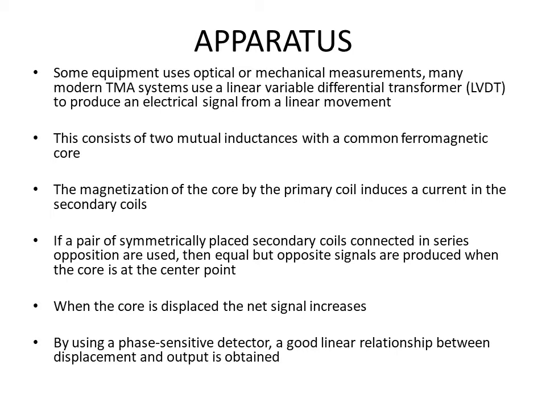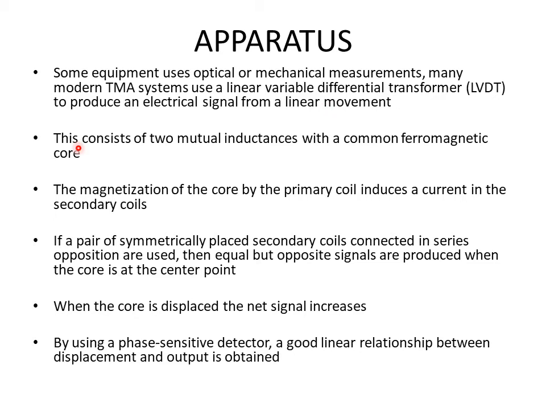Now we will see the apparatus of TMA. Some equipment uses optical or mechanical measurements, while many modern TMA systems use the linear variable differential transformer, LVDT, to produce an electrical signal. The signals produced by this technique are electrical in nature, and are produced from any type of linear movement in the sample.